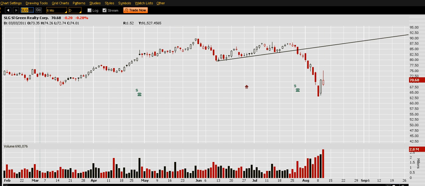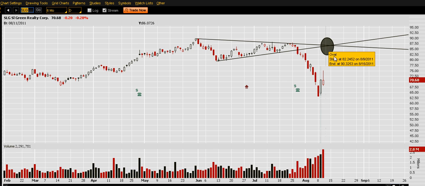So a symmetrical triangle is you take that lower trend line and then you also take that upper trend line and you draw them both. And you're looking for convergence, which just means that they're coming closer to each other and eventually they converge. Say, for instance, right there. That's what a symmetrical triangle is.